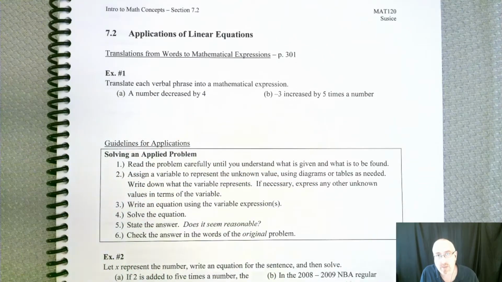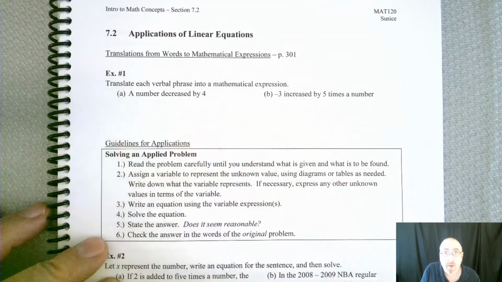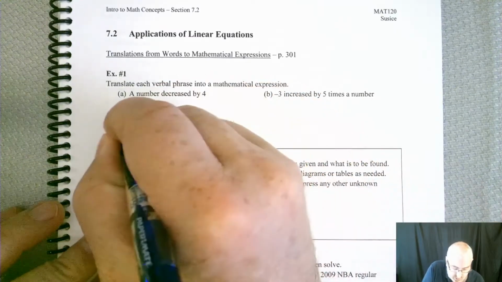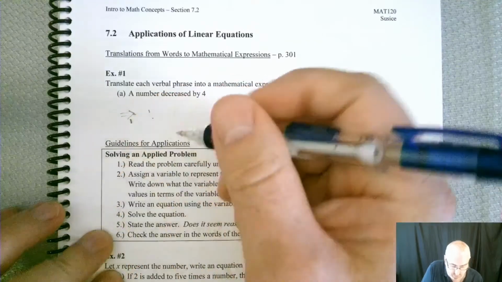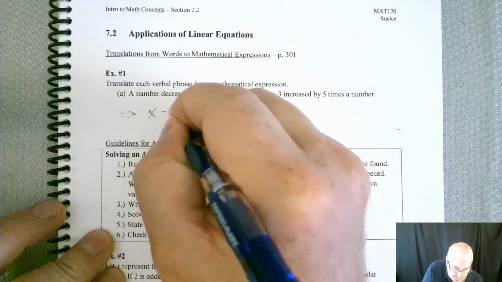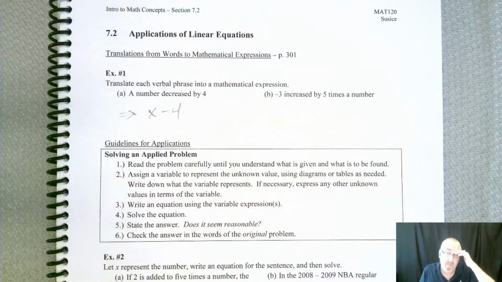So the first one says a number decreased by 4. So decreased by. What operation is that? Yeah, it's subtraction. Now, as far as a number, we can use a letter to represent that, a variable. Typically, you want to use x. That's pretty much what they steer you to use, but you could use any variable you wanted. But let's use x because it's the most common. So we got x minus 4. And that's it. That's all you have to do as far as translating.